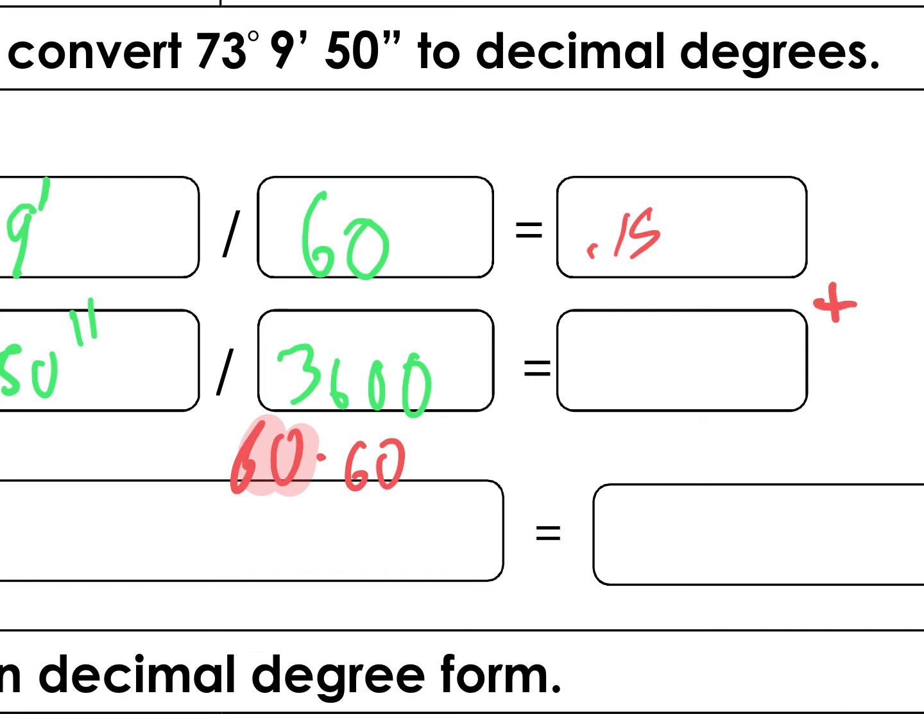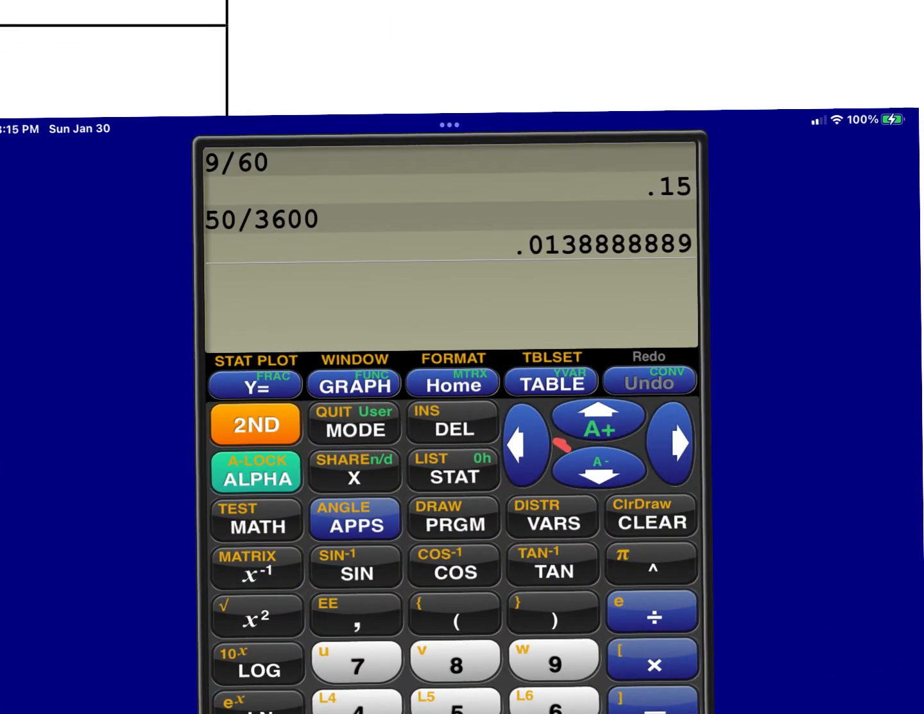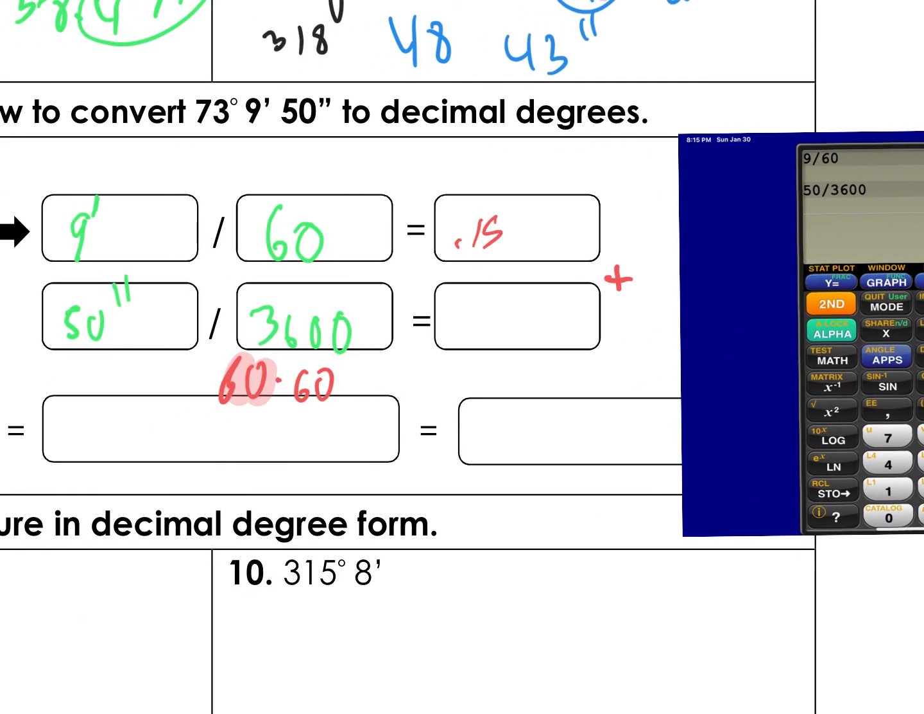Then the 50 divided by the 3,600 gives me a lot of numbers. 0.013888, a lot of eights. 6 eights and then a 9. It's actually eights forever, but it rounded up. That's what that is. 0.013888888. It's all those eights.